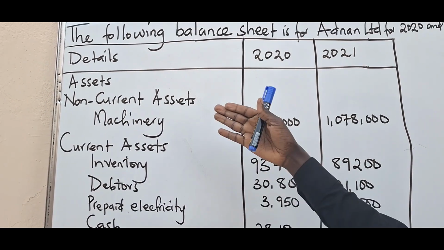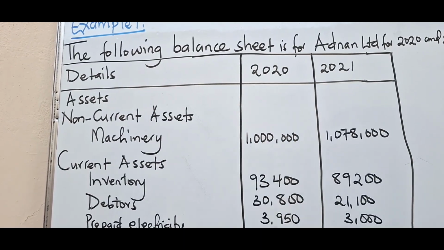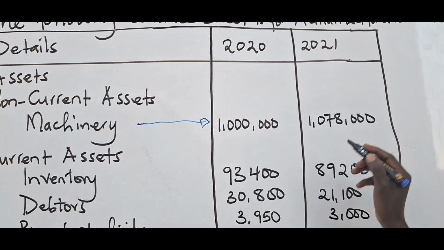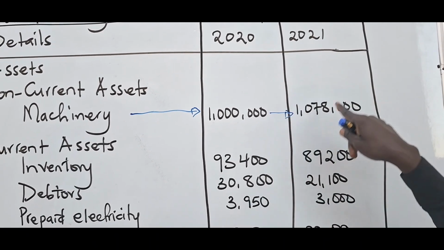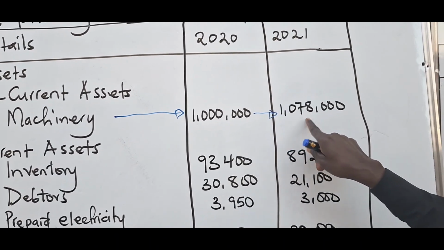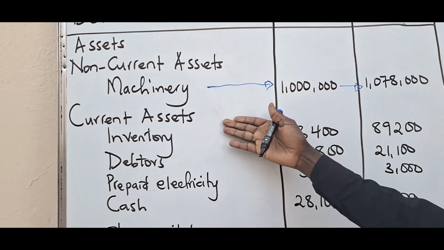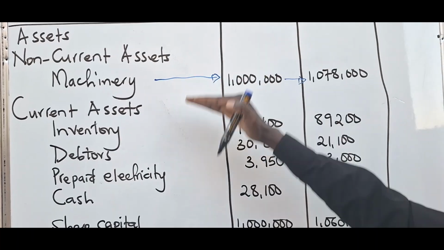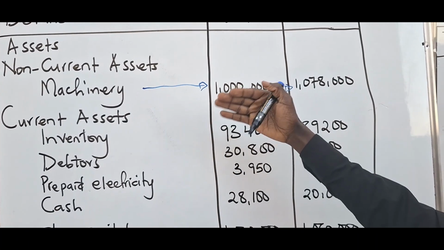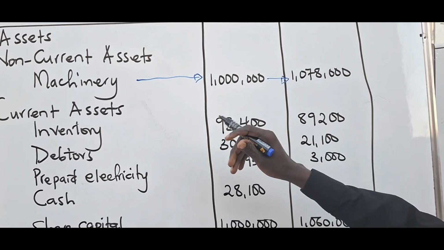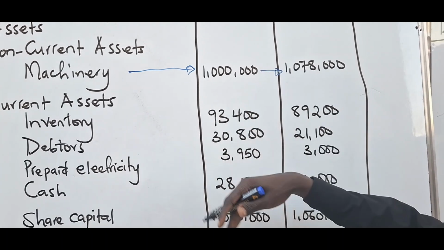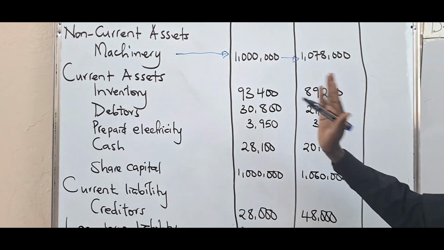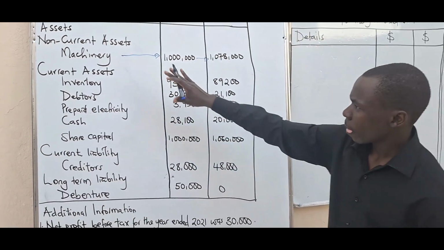We have assets, and under assets we have non-current assets. When you look at this machinery, in 2020 it was 1 million. Then when we crossed to 2021, it came to 1,078,000. Now this is just an example. You may find under non-current assets they may put more examples, like property, plant and equipment, like land, like building. Machinery is given here among other non-current assets, but here for learning purpose, I have brought only machinery.